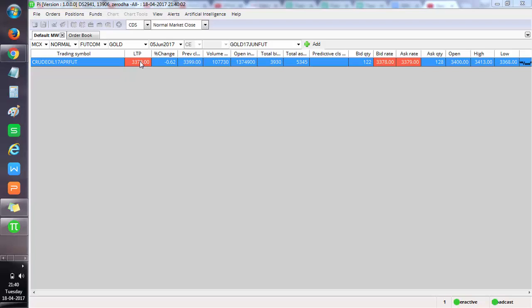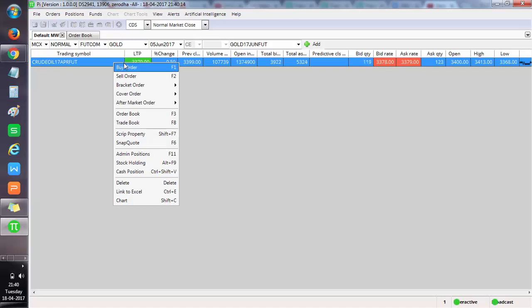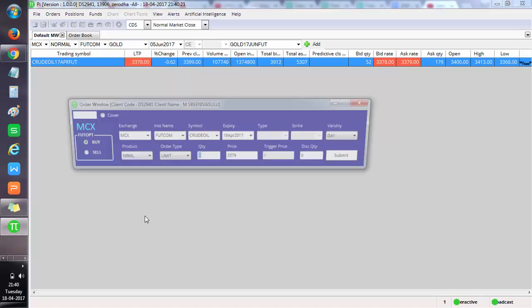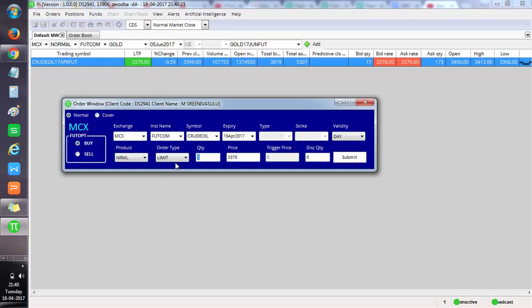Right. So let me take an example of placing a stop loss for the existing buy order. The first thing I'm going to do is right click on this and click on buy order. This is a crude oil April contract in MCX, as you can see. Just click on buy order. It's up to you whether you want to buy at limit price or market price. Remember, this is the entry order.